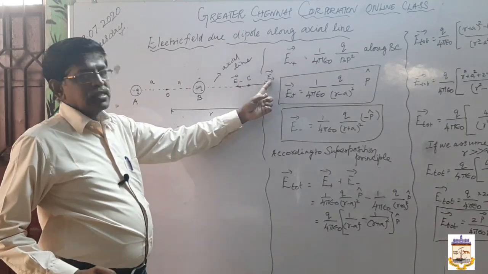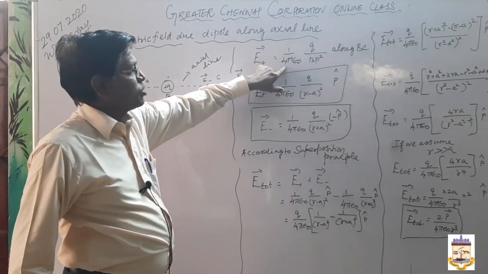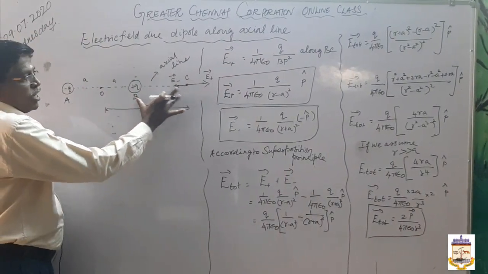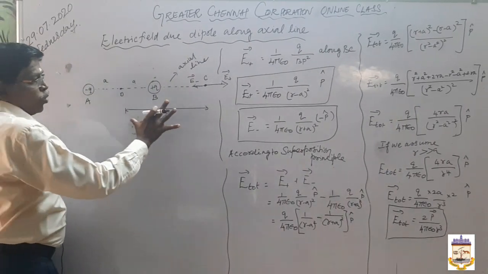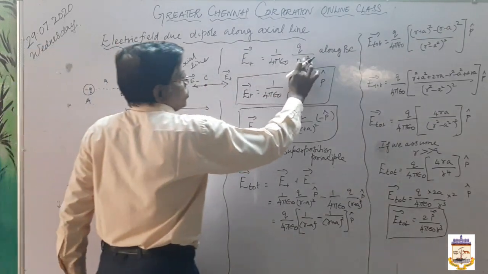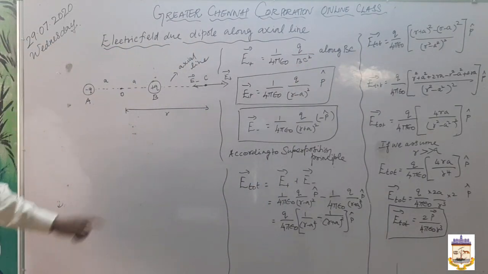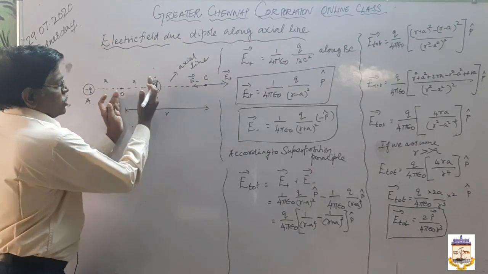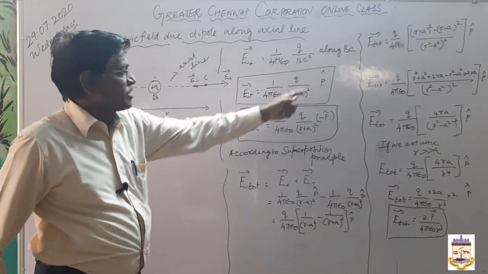Now, what is E plus? We have already seen the formula for electric field: 1 by 4 pi epsilon 0 q by the square of the distance between the reference point and the charge plus q, that is C. This distance is a, OC distance is r. We have to find this distance BC, and the field acts along BC square. What is BC? The total distance minus a, so (r minus a) whole square.